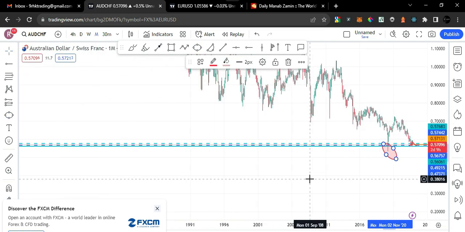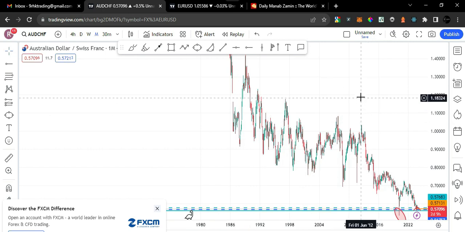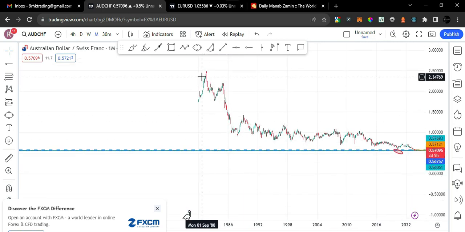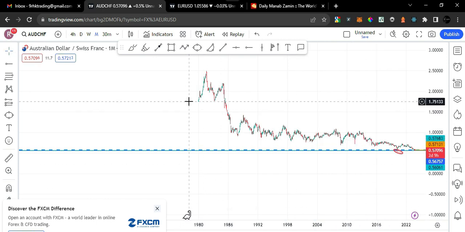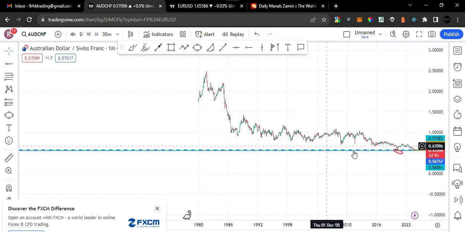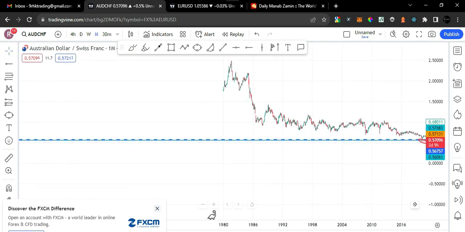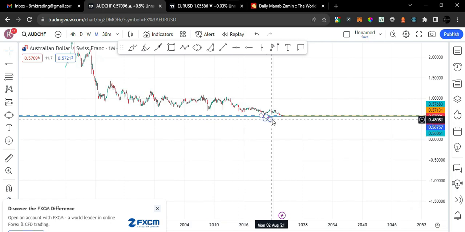If you minimize and look, you can see the data. The price has never been here before, such a low area, since 1980. If we say 1980, that's 20 years in the last century, and in this century we can say 23 years, so for 43 years the price has never come here before.